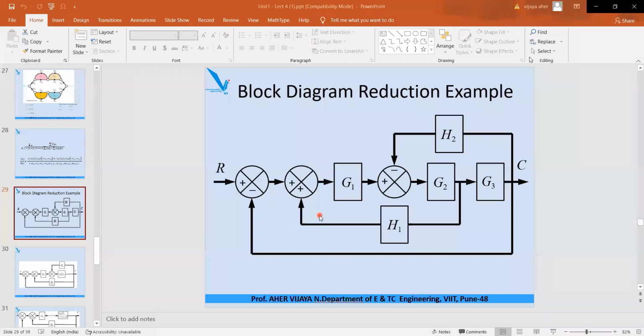Now look at the third loop. Third loop is from here. This is nothing but your third loop. This is again a closed loop control system. So you are going to write one transfer function for all these blocks. And this is how you are going to reduce this complicated block diagram into a simpler one with input and output only.